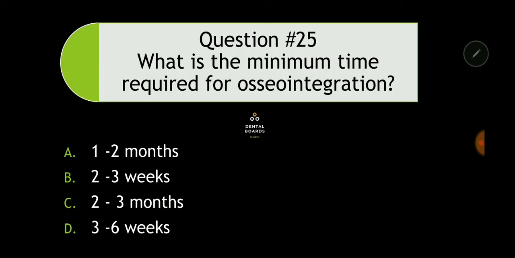Question number 25. What is the minimum time required for osseointegration? You put in an implant and ask the patient to come back. If you're going to do 2 stages, how long is it going to take before you put a crown on? Is the minimum time A, 1 to 2 months, B, 2 to 3 weeks, C, 2 to 3 months, or D, 3 to 6 weeks? If you said C, you're correct. The minimum time required for osseointegration is 2 to 3 months.